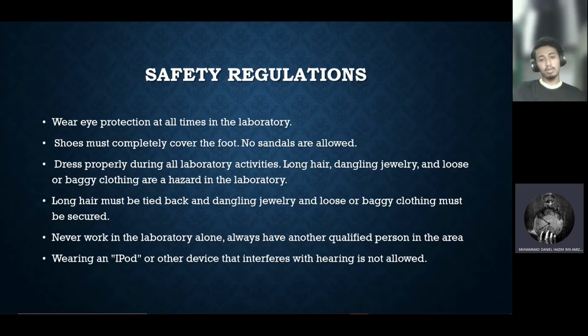Never work in the laboratory alone. Always have another qualified person in the area. Wearing an iPod or other device that interferes with hearing is not allowed.